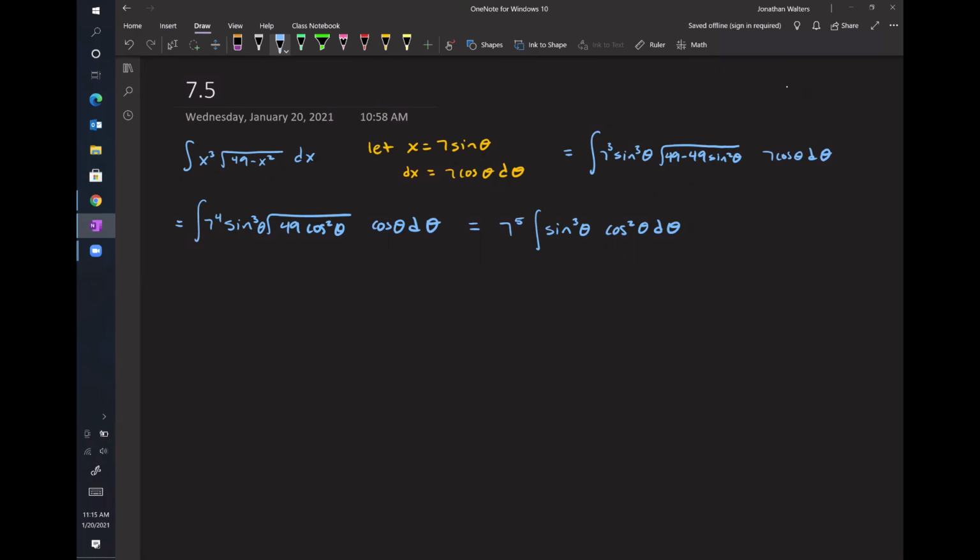So our trig sub integral just turned into a trigonometric integral where we have to utilize our strategy. And here, sine is to the odd power. So I take one of the sines and put it over by the d theta. So this is going to be 7 to the 5th power integral of sine squared theta cosine squared theta sine theta d theta.